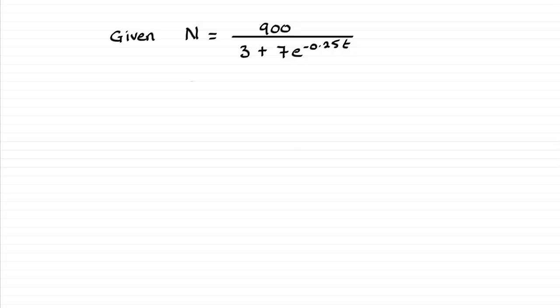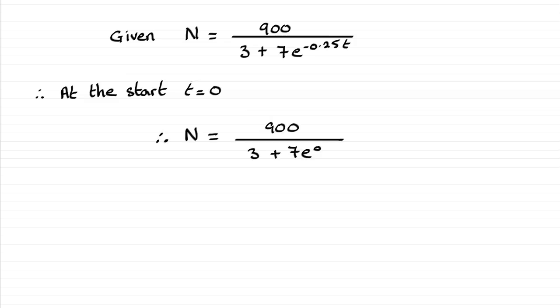Okay, so for this question, this is a very basic one where we're given n in terms of t here, and we're asked to find n at the start. So that's going to be when t equals 0. It's just a question of substituting t equals 0 into that equation, and you're going to have 900 all over 3 plus 7e to the power 0. Well, e to the power 0 is 1, so you're just left with 900 divided by 10, and that's going to be 90. So therefore n equals 90.